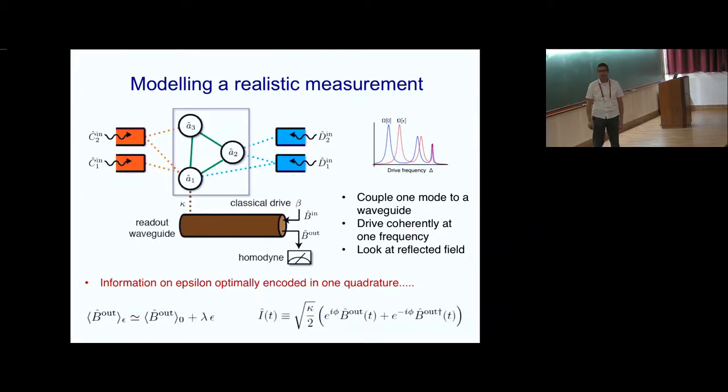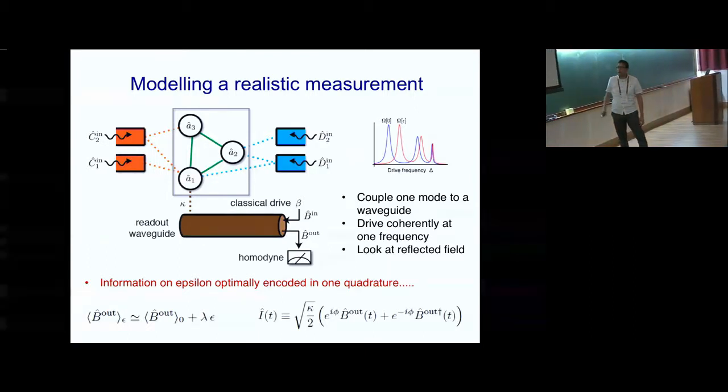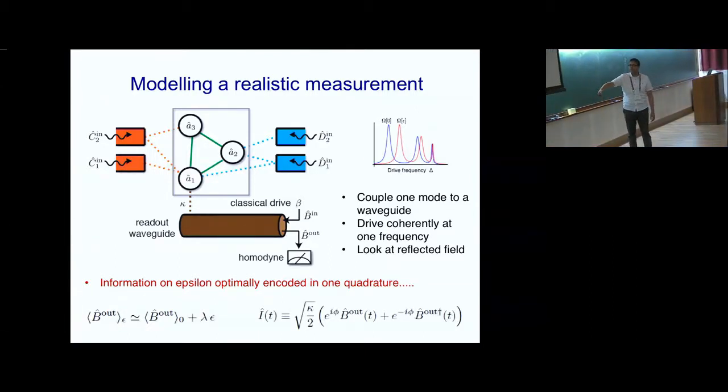Generically, if you look at the amplitude of the output light, that's this B out here, there'll be a piece that depends on epsilon. For small epsilon, it's just going to be linear in epsilon. So the ideal thing to do is to multiply this output field by a phase factor and then measure its real part. That has all of the information that you want about epsilon in it. In optics, this is known as a homodyne measurement. This is something that is done all the time.